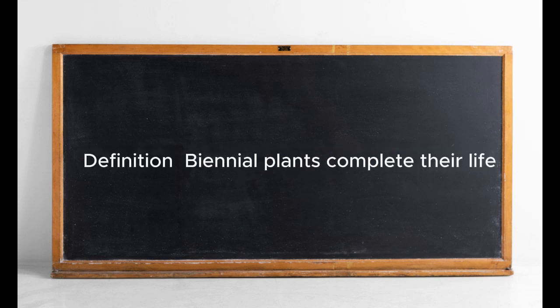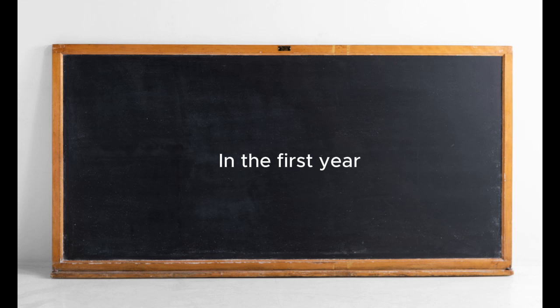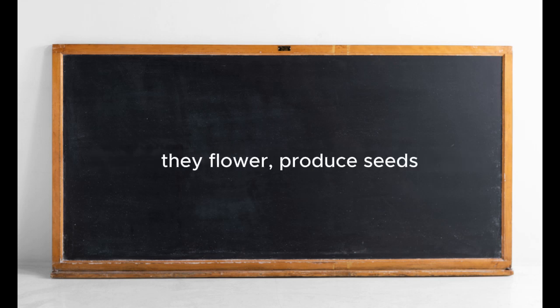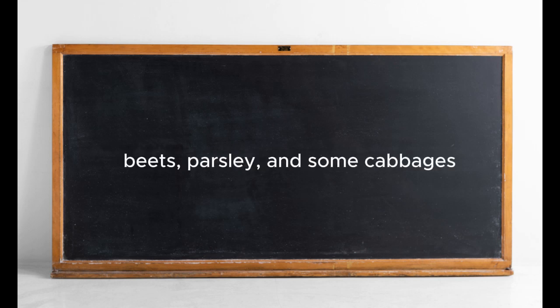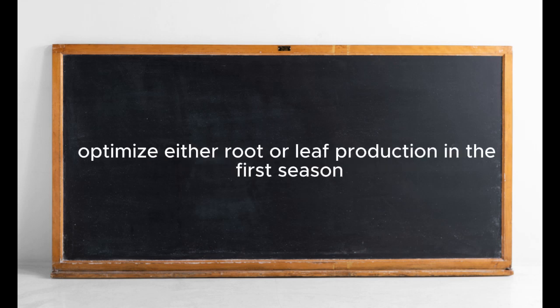Biennial crops definition. Biennial plants complete their life cycle in 2 growing seasons. In the first year, they typically focus on vegetative growth, and in the second year, they flower, produce seeds, and then die. Examples: carrots, beets, parsley, and some cabbages. Characteristics: they are often managed to optimize either root or leaf production in the first season.